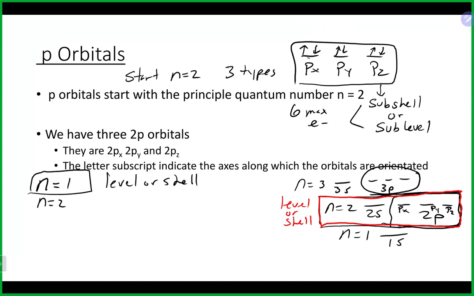It would be 8. Because on the second energy level, we could put 2 there, right? We could put 2 there, which is 4. We could put 2 there, which is now 6. And we could put 2 there, which is 8. So the level or shell means you go to the energy level, and whatever orbitals are there, no matter if they're s's, p's, d's, whatever they may be, if you fill them all up, that would be the maximum number of electrons that you could put in there. Any questions on that?